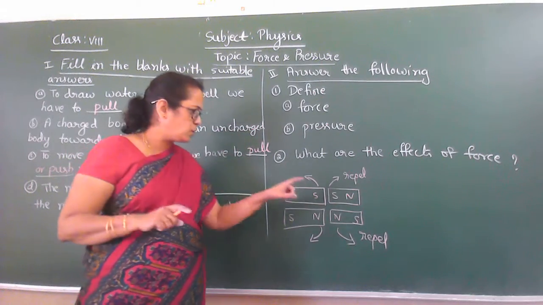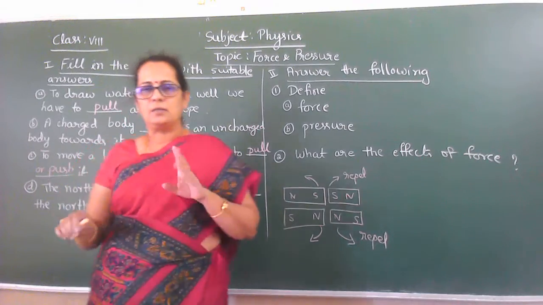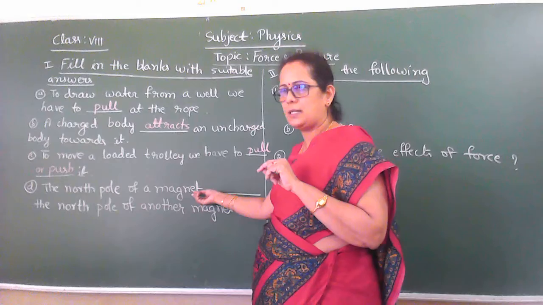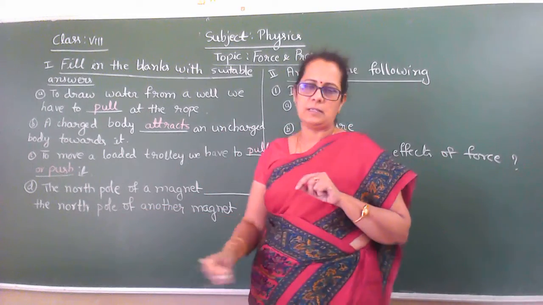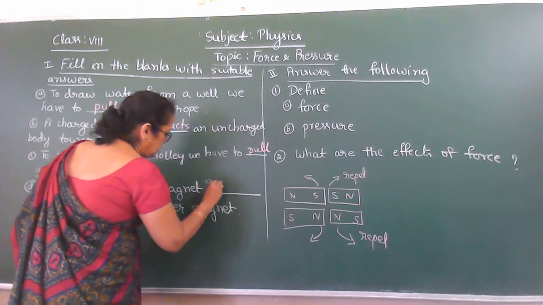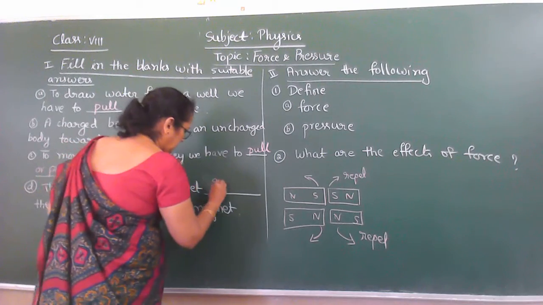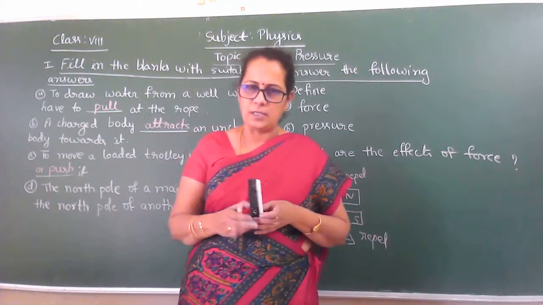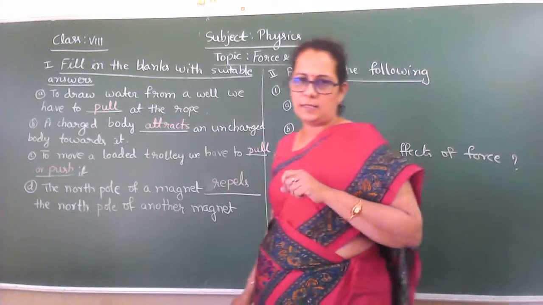Unlike poles, suppose one north and one south come, then they attract. So the question is, when the north pole of a magnet dash the north pole of another magnet, the answer is, it repels each other. Okay, children? So these are the four fill in the blanks.